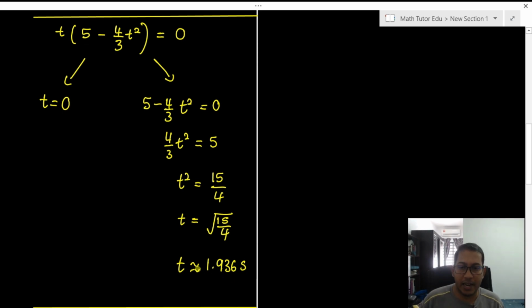Which means that at t approximately 1.936 seconds, your particle A and particle B will meet at the same displacement, where particle A and particle B will have the same amount of displacement.